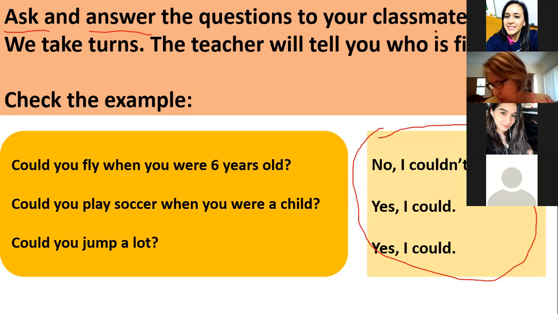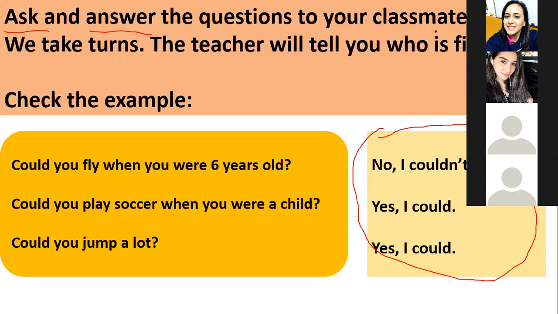Let's see. Okay, Ale, can you ask a question? Could you swim when you were a child? Mary, can you answer? Can you answer the question to Alejandra? Ale, can you repeat the question? Could you swim when you were a child? Yes, I could. Okay, good, yes, you could.